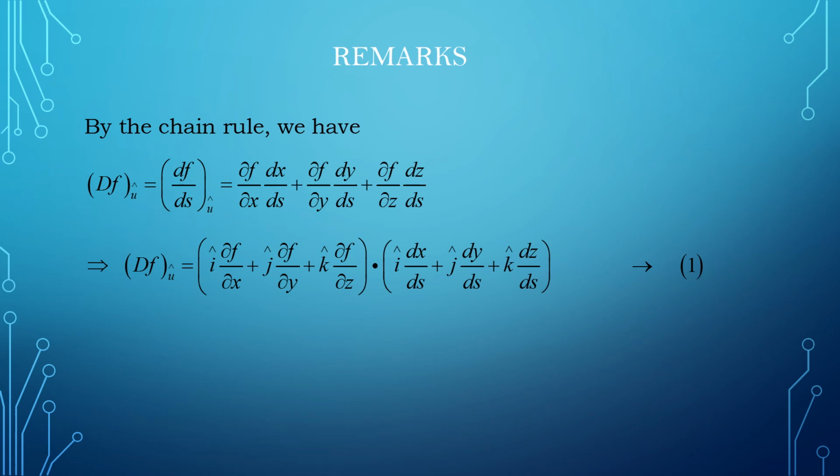This can be written as del f at u cap equals i cap dou f by dou x plus j cap dou f by dou y plus k cap dou f by dou z, dotted with i cap dx by ds plus j cap dy by ds plus k cap dz by ds.